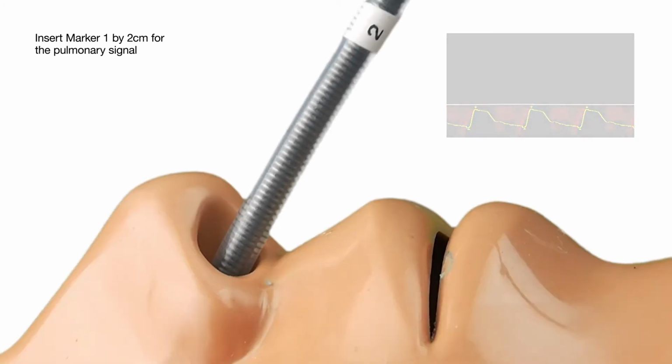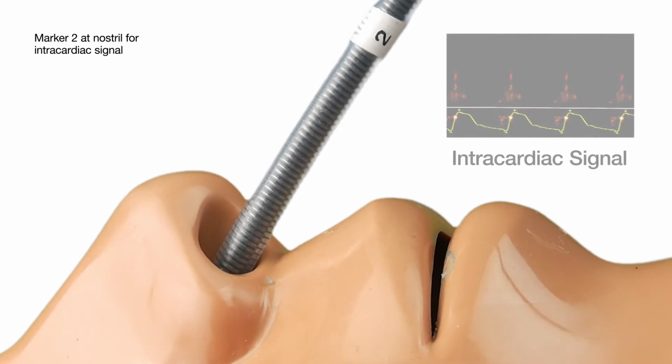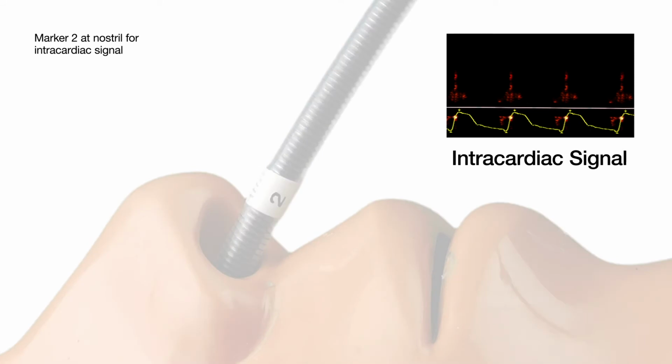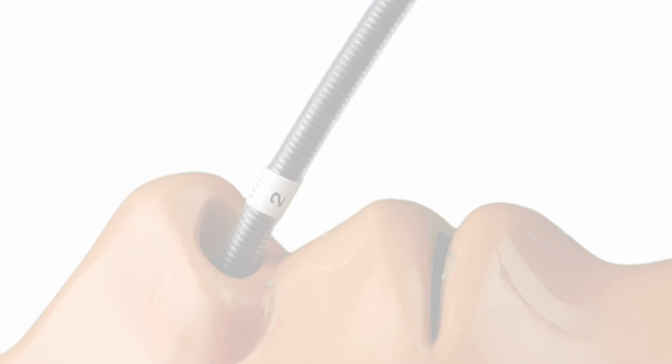Now move the probe until marker 2 is close to the nostril and you will detect the intracardiac signal. This is a good indicator in a patient that you are searching in the right area and that you should investigate further, initially by rotating the probe.